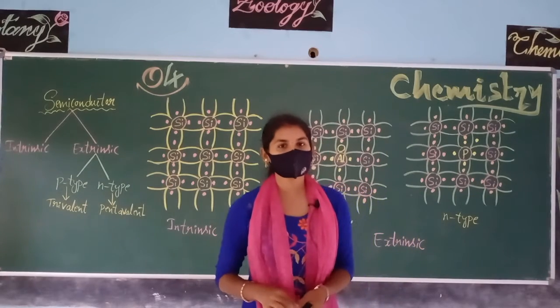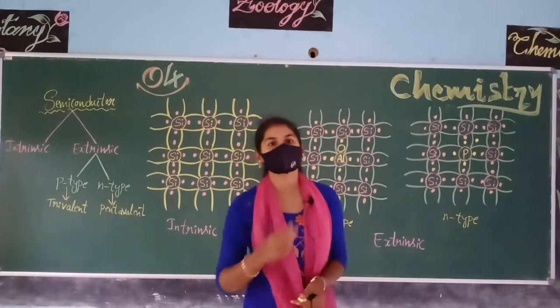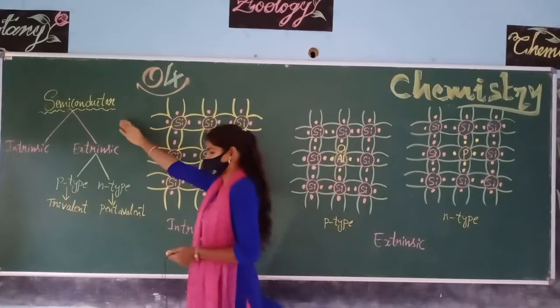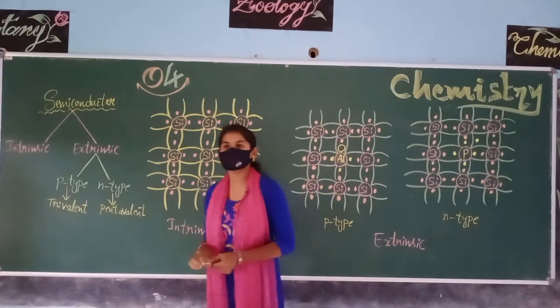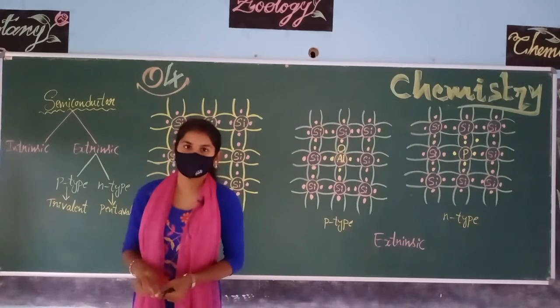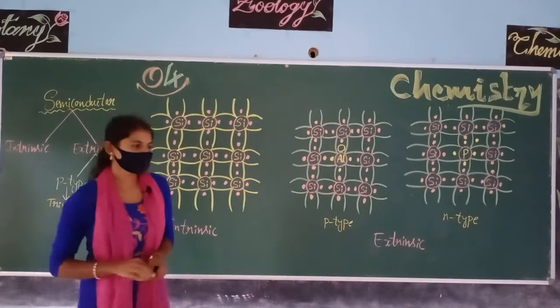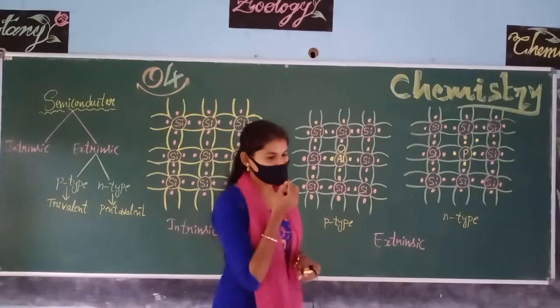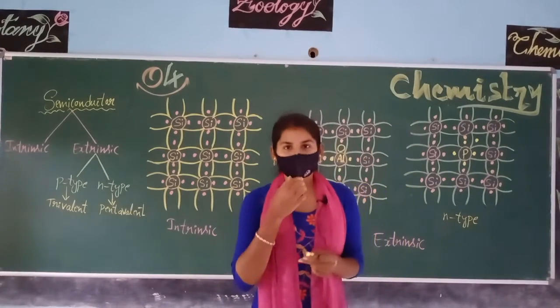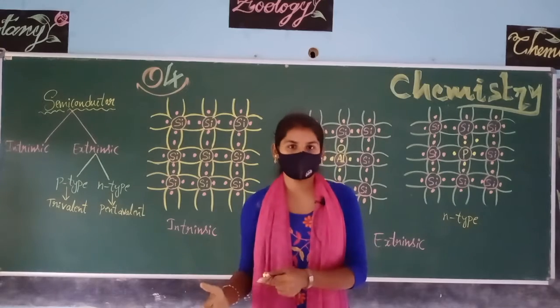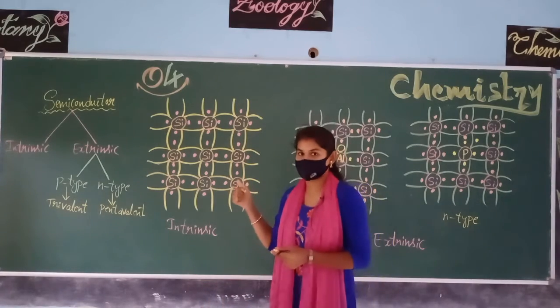So in today's chemistry class, we are going with one of the new topics, that is about semiconductors. We will see first what is a semiconductor, what are the types of semiconductor, and in detail about those. First of all, a semiconductor is nothing but a substance which allows a little amount of current to pass through, that is known as a semiconductor.